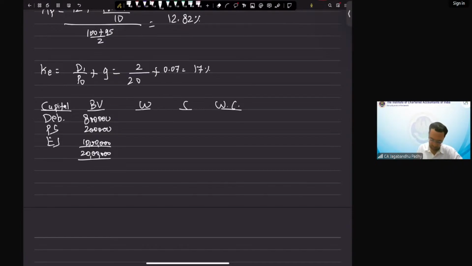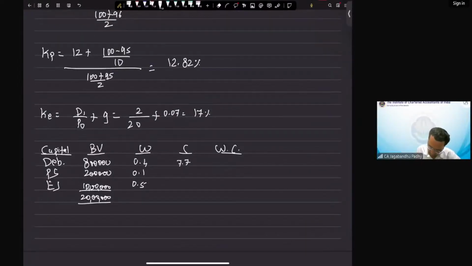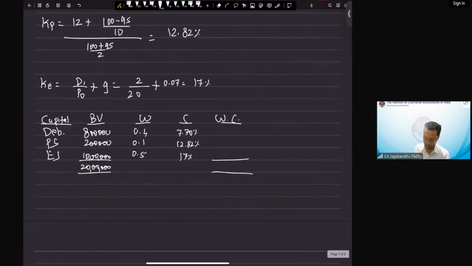Weightage is like 0.4, 0.1, and 0.5. Costs are, debentures are having a cost of 7.7. This is 12.82. And equity shares are 17%. When you do the weights into cost, this will work out to be 12 point, no, sorry. Overall cost of capital is going to be, yeah, 12.86%.